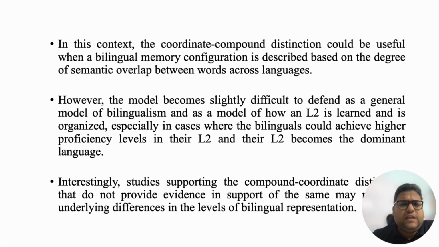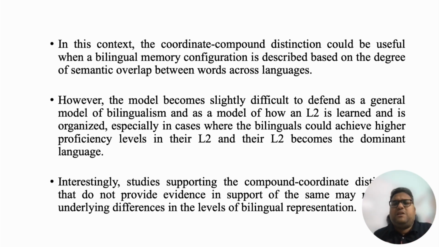Now, in this context, the coordinate and compound distinction could actually be useful when a bilingual memory configuration is described based on the degree of semantic overlap between words across languages. So, when you're talking about languages which are very similar to each other, say for example Dutch and Deutsch, the language that is spoken in Germany versus the language that is spoken in the Netherlands, as well as parts of Belgium, which is Flemish, they have a lot of overlap between each other. So, if there is a lot of overlap amongst the words of each language, then you can basically expect a sort of compound kind of organization of memory, because all of these words are automatically connected to each other.